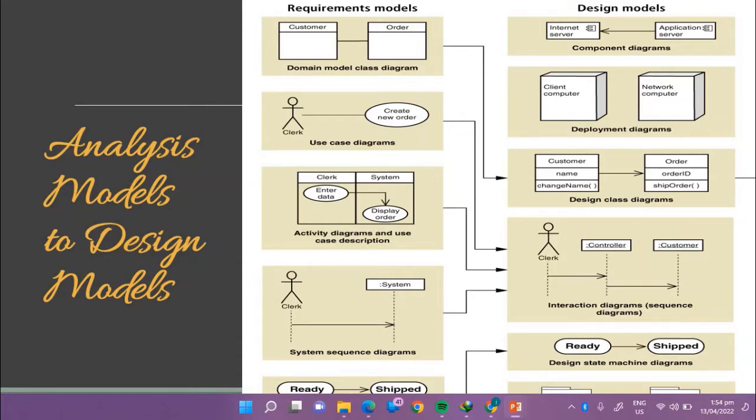You should already be familiar with the analysis models shown here on the left side of this figure. In the following lesson, we will learn how to create design models, especially the user interface modeling.